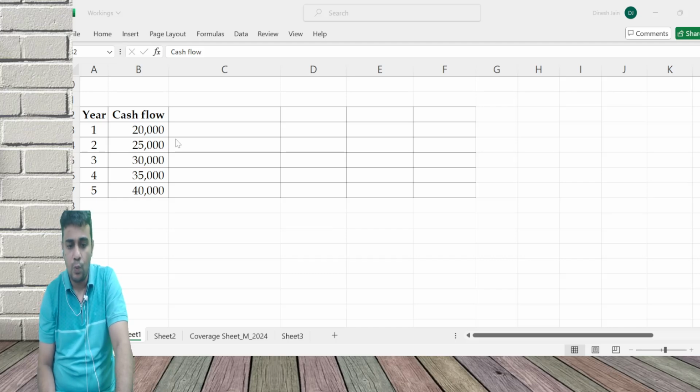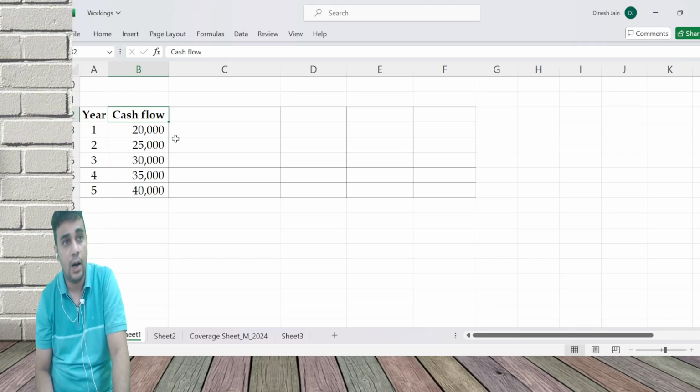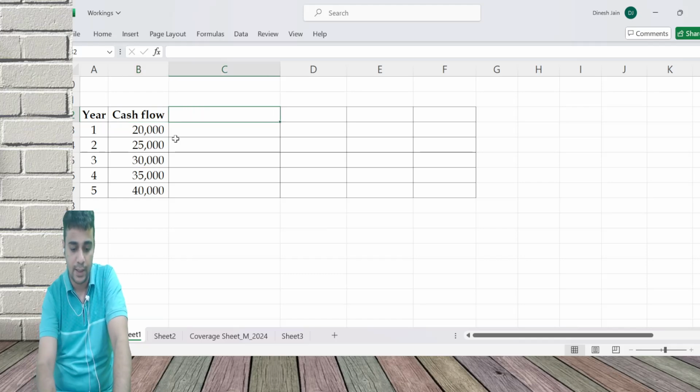Now I want to take this to the future value, or I want to bring it to today's value. The question wants to know what will be the value of these 5 cash flows in year 5, or what will be the value of these 5 today. Let's understand. I want to calculate future value. No need to write. Listen.